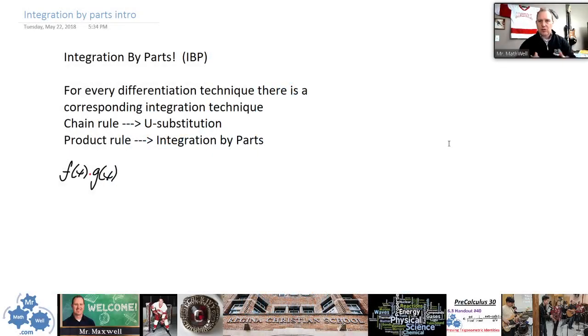All right, Calculus 30L, we're talking about advanced placement calculus. This is advanced integration techniques in calculus. And so, here we go. Let's get into it. This one is integration by parts.